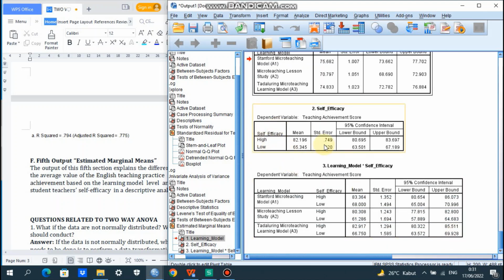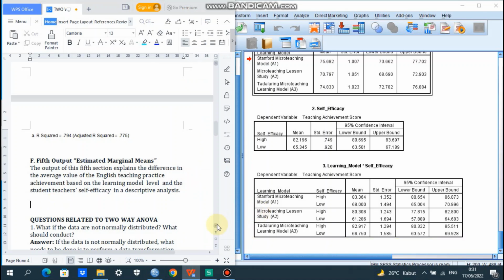Self-efficacy here, ya, it's very clear and complete, ya. The mean of high self-efficacy result here is 82.196 and the low self-efficacy 65.345. Here, ya, it's very complete, ya. Learning model and self-efficacy. Okay.